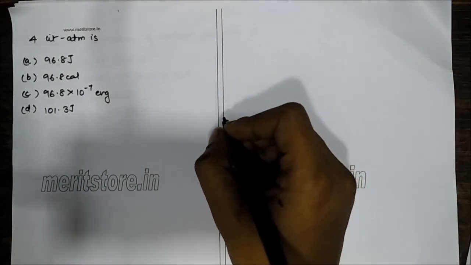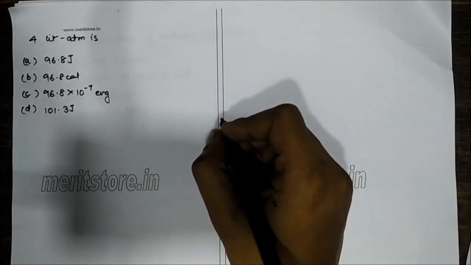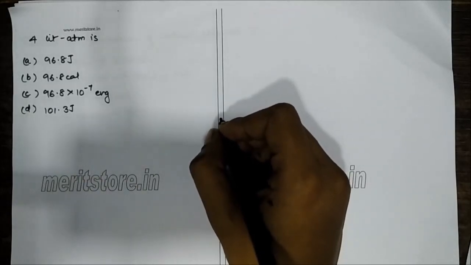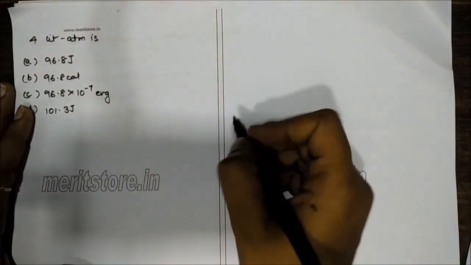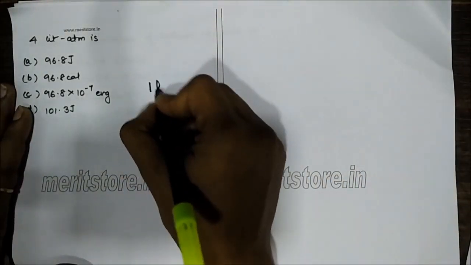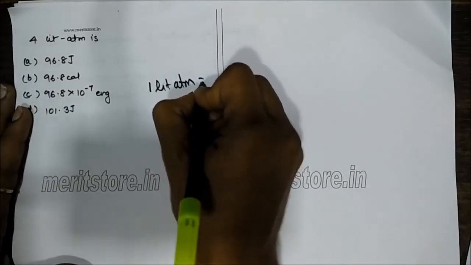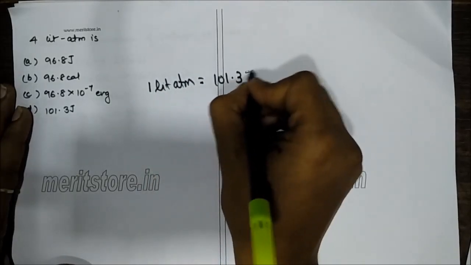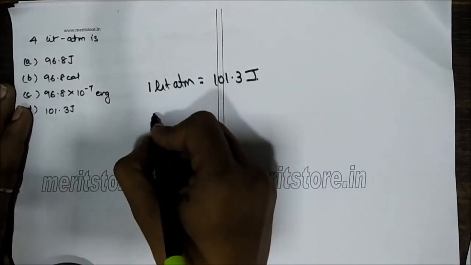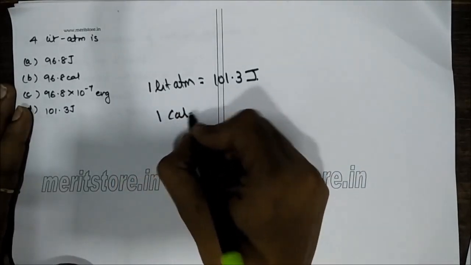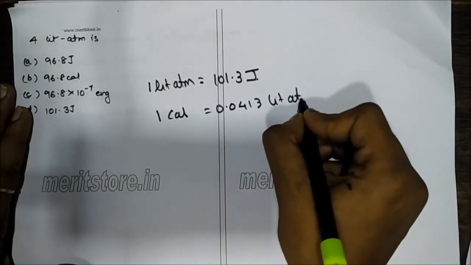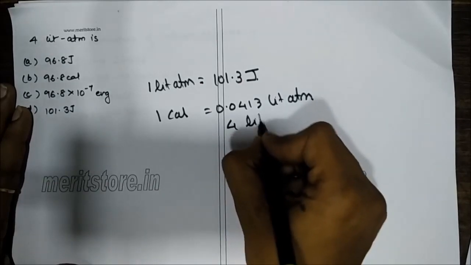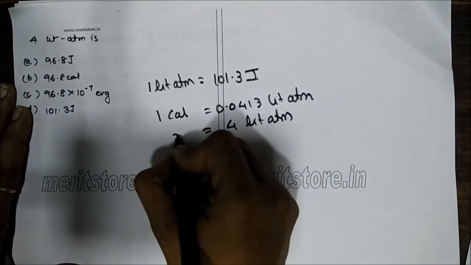To convert 4 liter atmosphere, you have to convert it into a different unit. So remember, 1 liter atmosphere is 101.3 joules. Also, 1 calorie is 0.0413 liter atmosphere. So 4 liter atmosphere would be X calories.